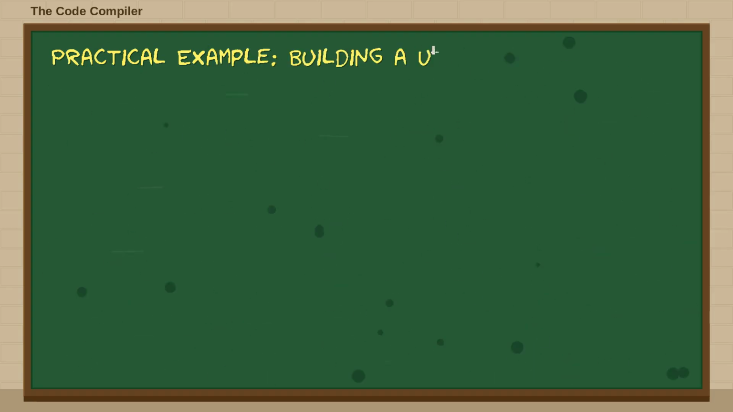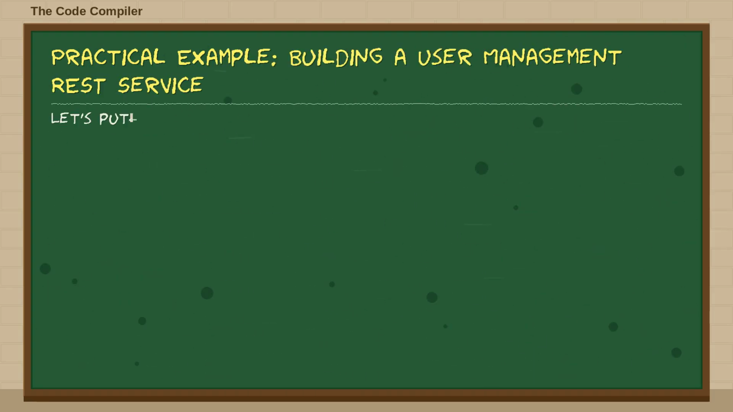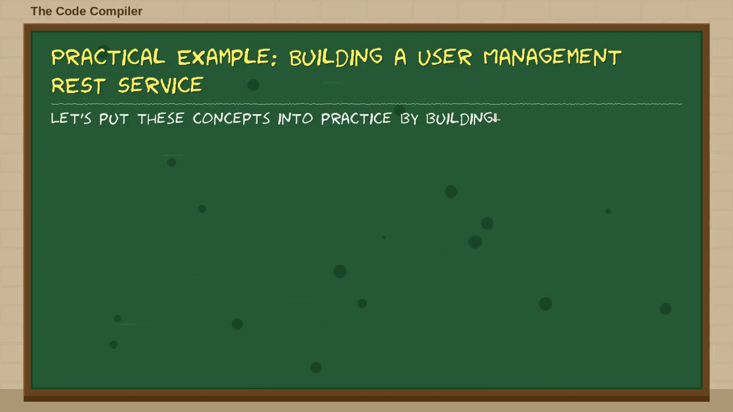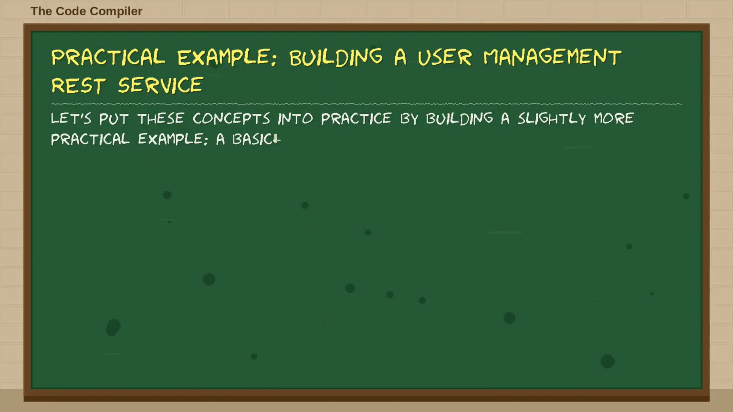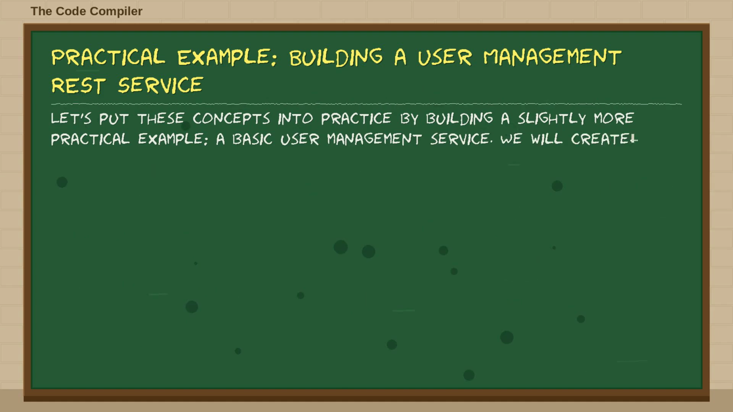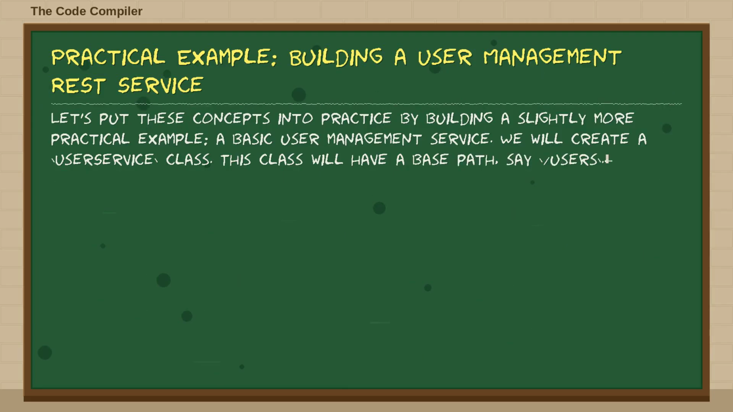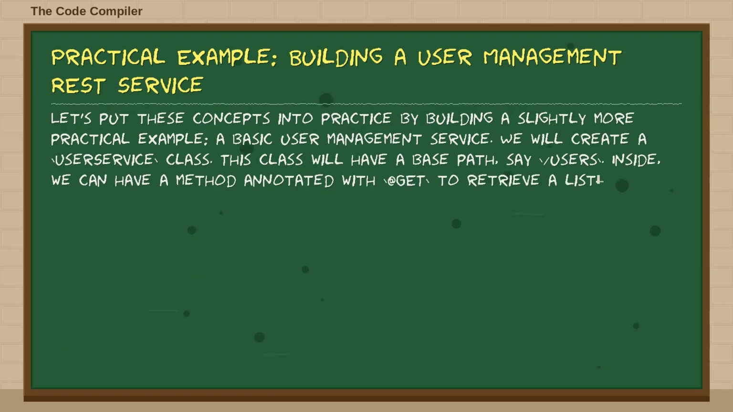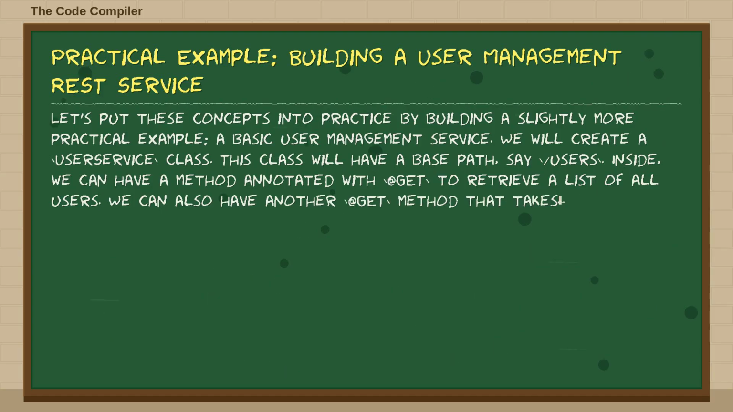Let's put these concepts into practice by building a slightly more practical example, a basic user management service. We will create a user service class. This class will have a base path, say /users. Inside, we can have a method annotated with @GET to retrieve a list of all users. We can also have another @GET method that takes a user's identification number as a path parameter using @PathParam("id") to fetch a specific user.